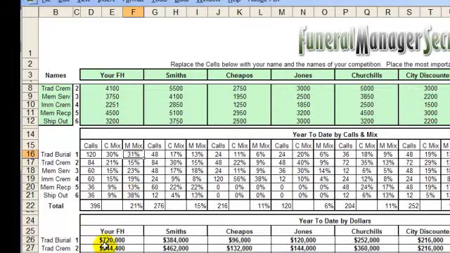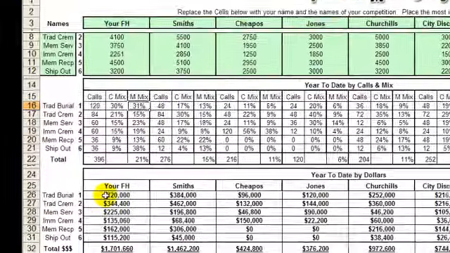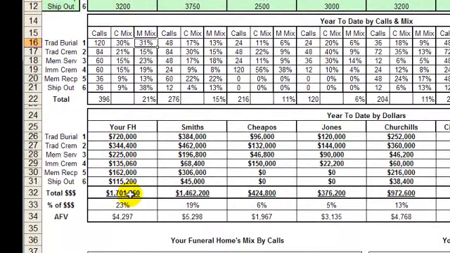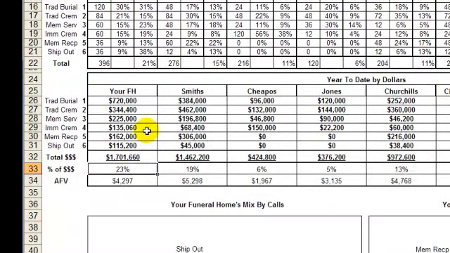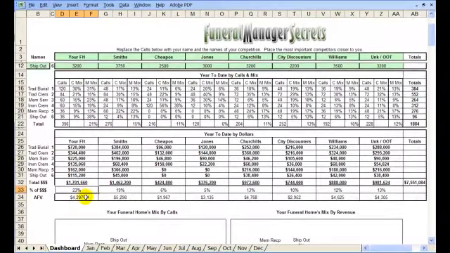Then what it's telling you down here is what your averages are, and it gives you your total revenues for the year, and it gives you what your percentage is of the total market in dollars. So here you had an overall market share by calls of 21%, but actually your overall market share by dollars is 23%. So you're actually doing some more profitable calls than the average. And it shows what your overall average funeral value is.